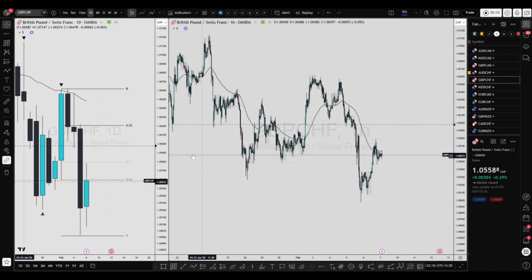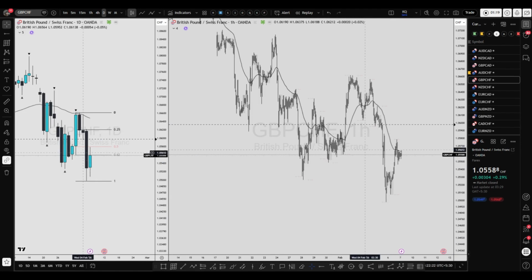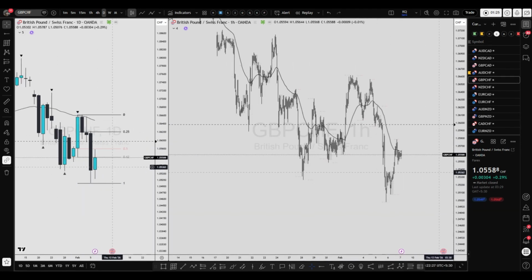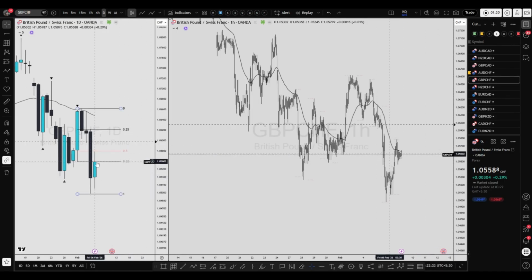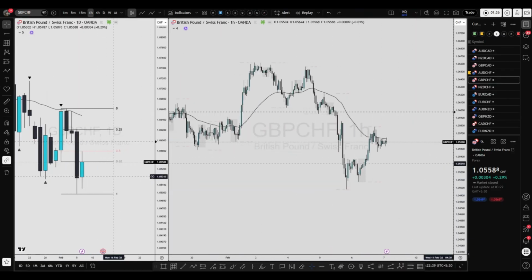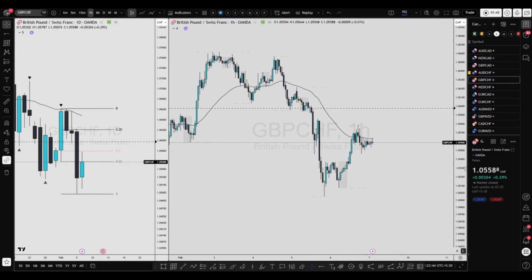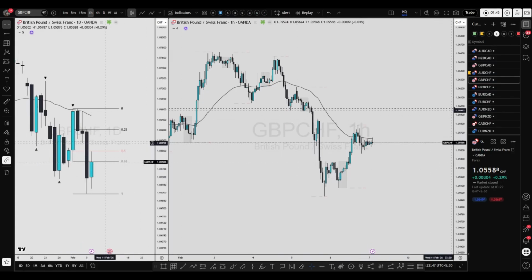GBP CHF. In daily time frame, this was the last breakout structure towards downside, and if we drop a Fibonacci on this one, we are currently just rejecting from a discounted price level like a 38.2 level, and I don't think that it's a good environment to start looking for shorts here. I will be waiting for some deeper discounted price, deeper premium price in this case, before starting to look for shorts. Let's see.